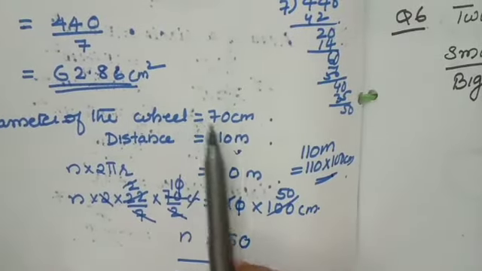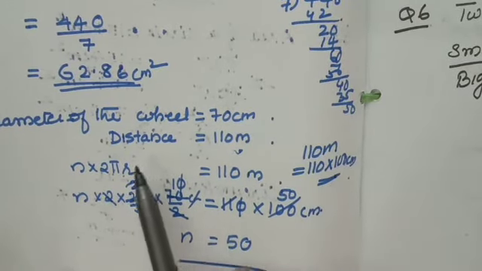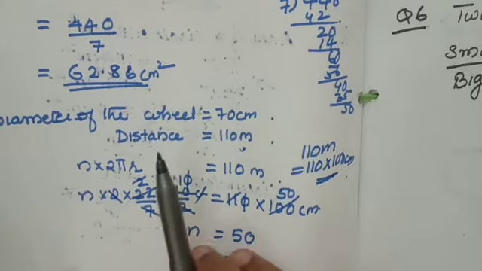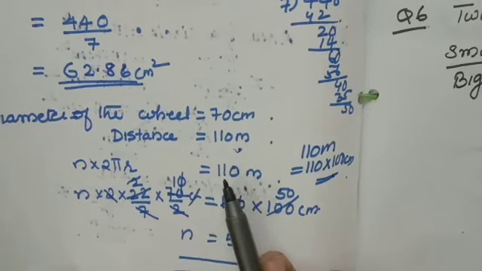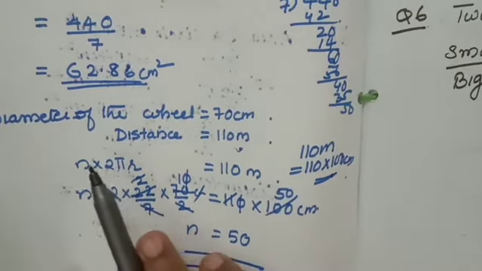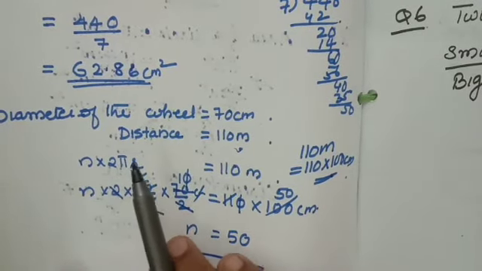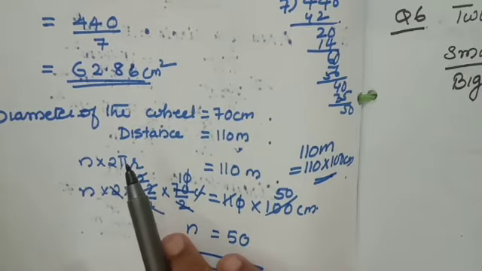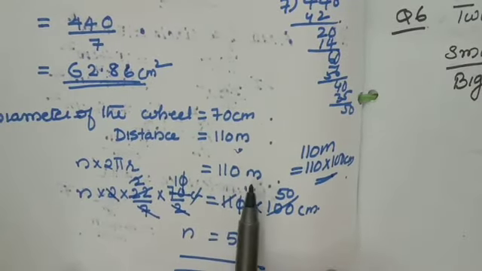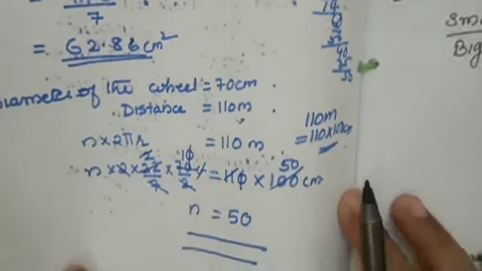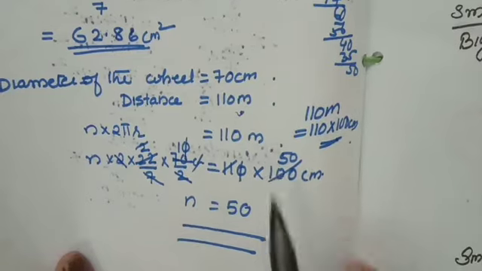Then the diameter of the wheel is 70 centimeter and the distance is now 110 into 100 centimeter. The number of rotations you don't know, but after some rotations it covered 110 meter. So we will think that n rotations happen, n times the wheel rotated. One rotation means one circumference. Circumference formula is 2 pi r. n into 2 pi r equals distance covered. Now cut it, you will get n equal to 50. That means the wheel rotated 50 times to cover 110 meter.